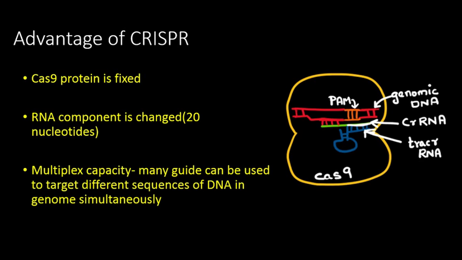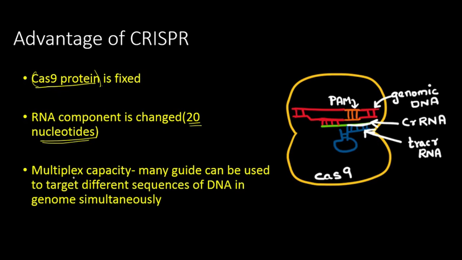Now we have already talked about the advantages of CRISPR. The Cas9 protein is fixed, we don't have to do anything with it. Then the RNA component is changed. That is what we said. It is a 20 nucleotide sequence that we have to change. Only the 20 nucleotide sequence complementary to the target DNA site we have to change for each target, and the Cas protein is the same for all.